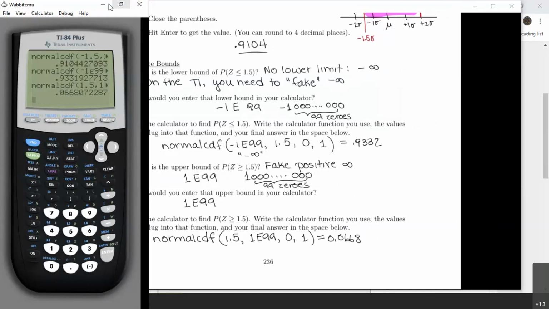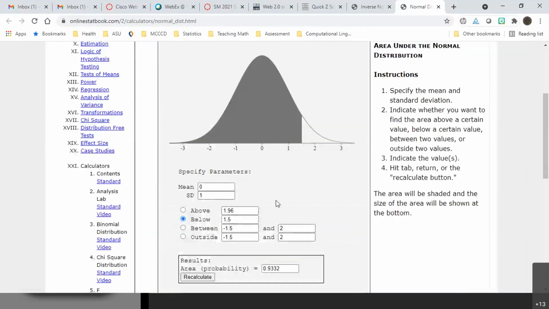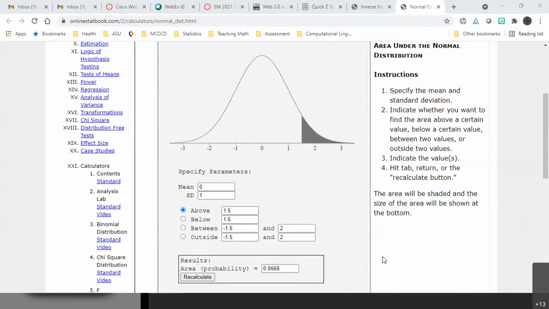Again, on the online calculator, it's as simple as clicking the above button, putting 1.5 in that box, and hitting recalculate. This is a great visual. Make sure you look at the curve and make sure you're seeing what you expect to see. On these examples, I want to make sure everybody can use the tools that are in the course.